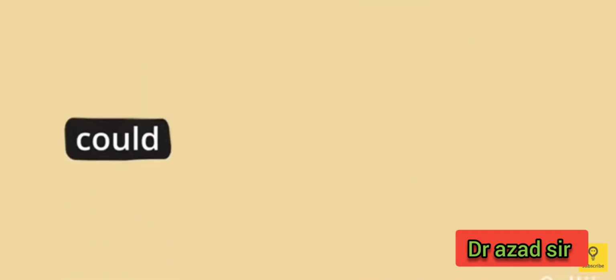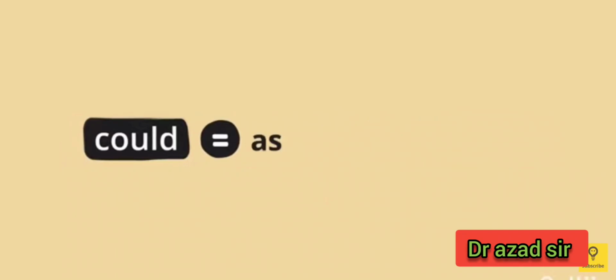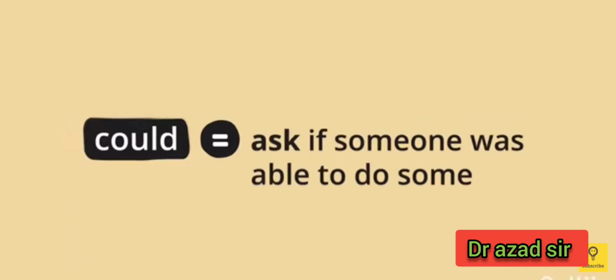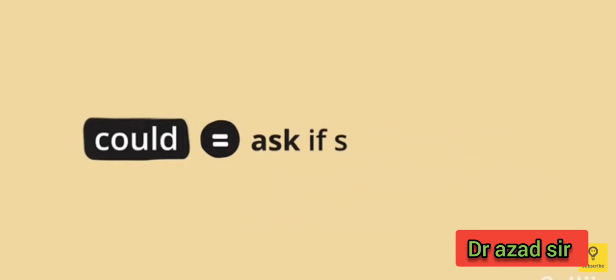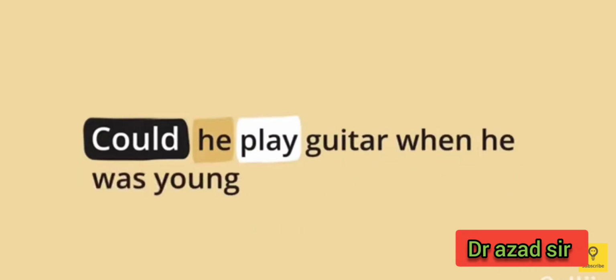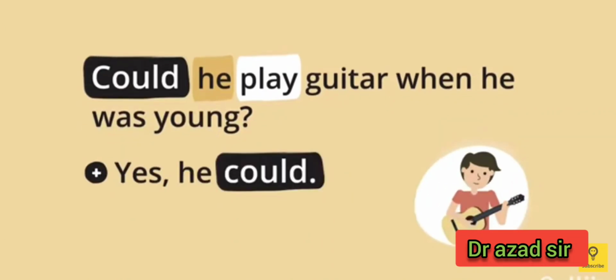We use could plus a subject plus a base verb to ask if someone was able to do something in the past. Could he play guitar when he was young? Yes, he could. No, he couldn't.